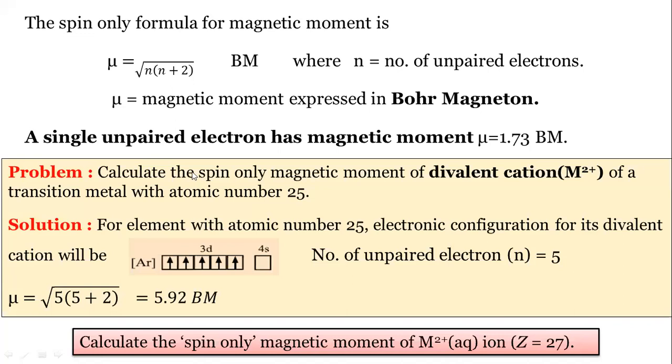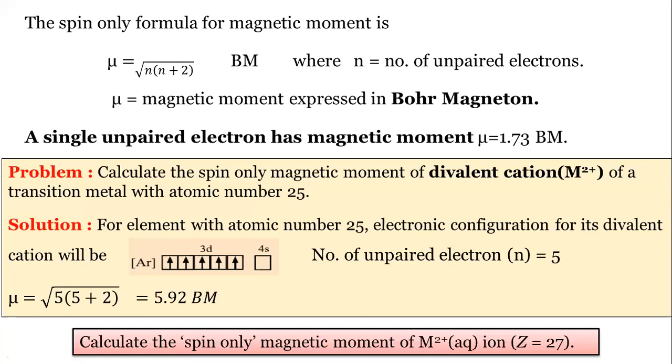Then this magnetic moment is calculated by this formula. This formula is called the spin only formula, remember. Many times for the board examination, for the NEET examination, for the JEE examination, for the CET examination, 99% this question is there.